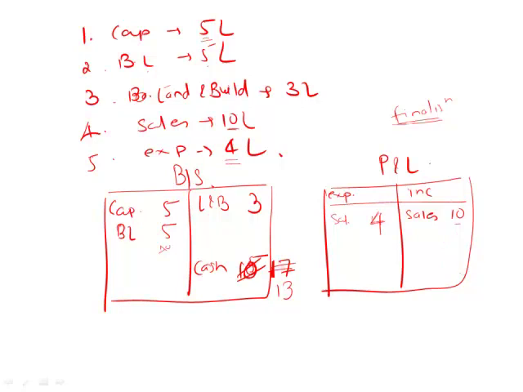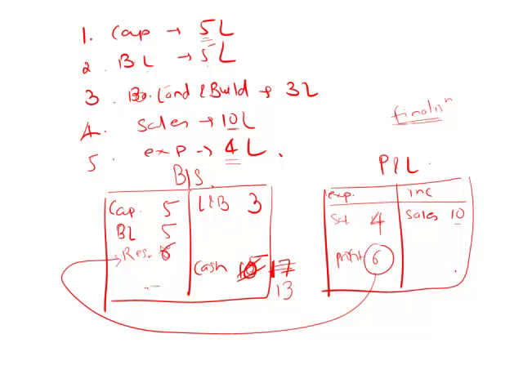So what do I do in finalization? How much is my total income? 10. How much is total expense? 4. How much is profit? 6. This 6 of profit I will take and transfer here on the liability side. On the liability side, when the profit is transferred, we typically call this reserves. So now reserves are how many? 6. So now total is 16 and total is 16, and the balance sheet would tally.